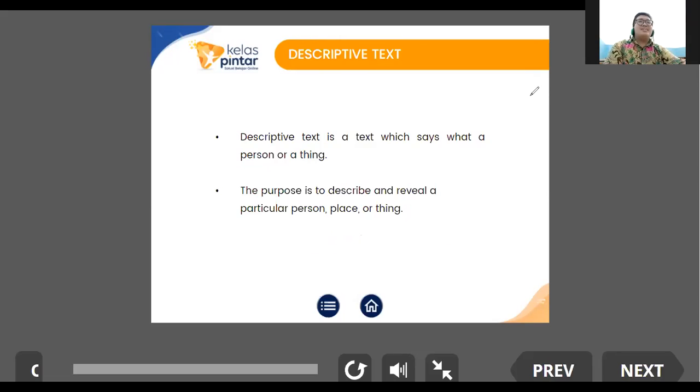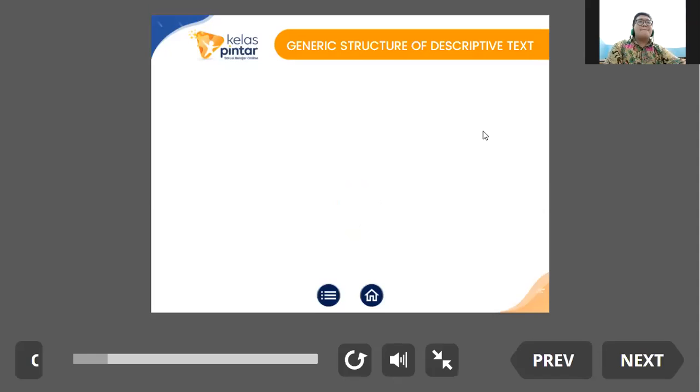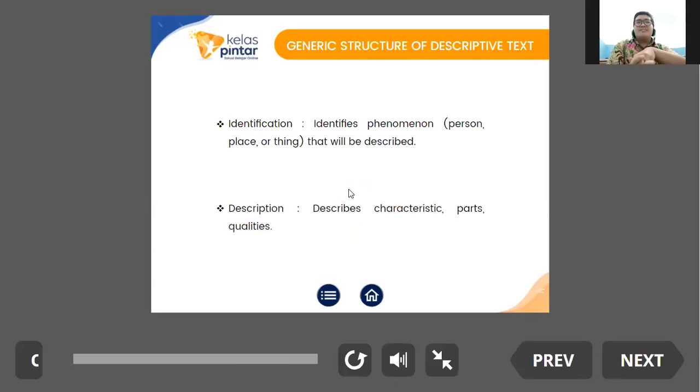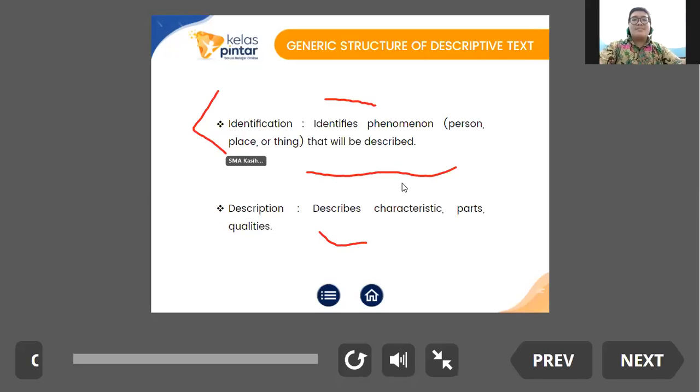Let's take a look at the next one. There is the structure in descriptive text, susunan. The first structure is the identification. Identifies phenomenon that will be described. Then description describes characteristics, parts, and qualities.